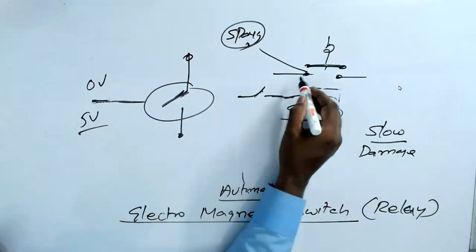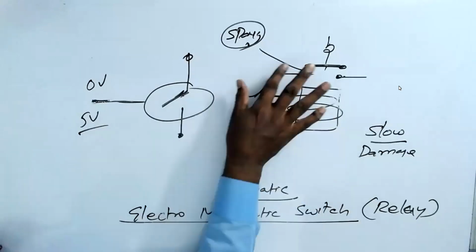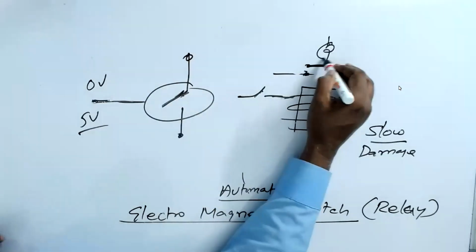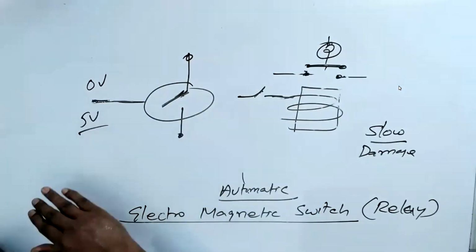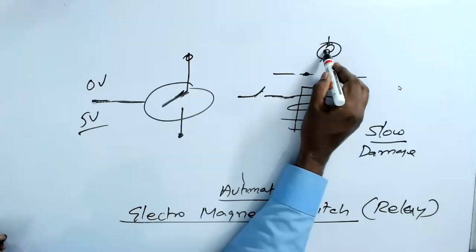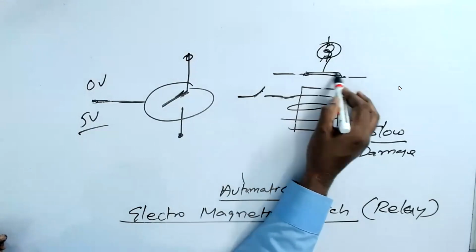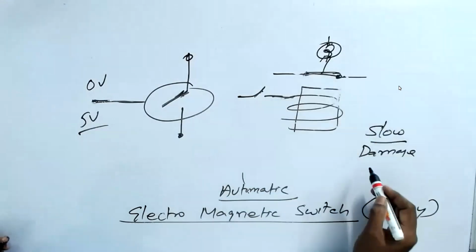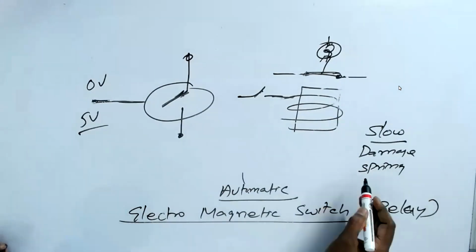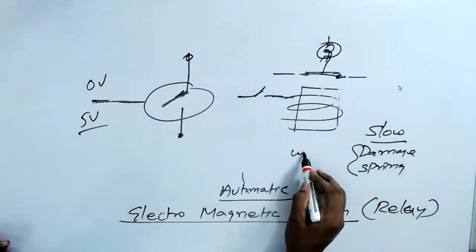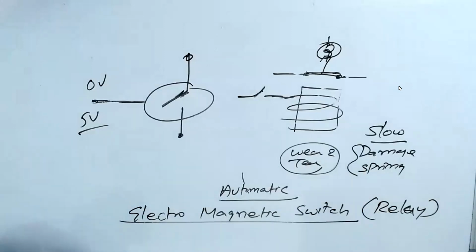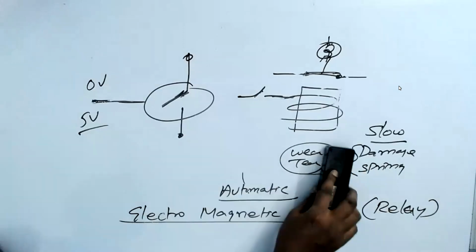So the contact gets damaged. Sometimes the connection will not be there. And the third problem is the spring itself. After 100 times or 1,000 times, when it goes up and down, the switch becomes loose. So the spring always touches here, so the relay switch is always on. This is what they call wear and tear.